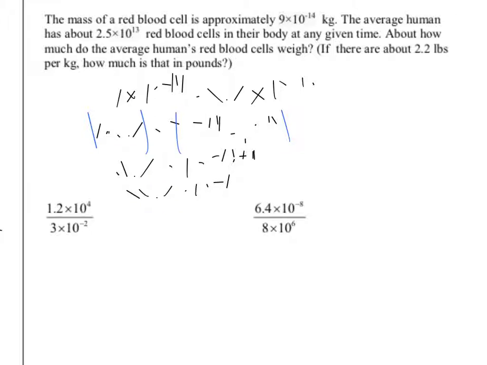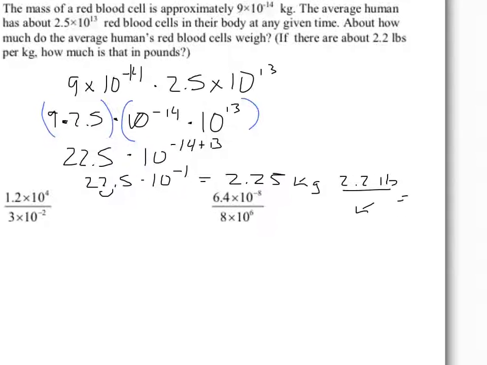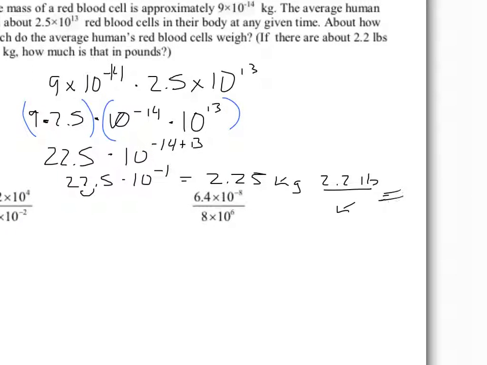And this is really great because actually if we put this in standard form, it fixes our problem here. All right, so we move the decimal over one time and this tells us this is equal to 2.25 kilograms, about 2.25 kilograms. And if we wanted to figure out how many pounds that is, that's 2.2 pounds per kilogram. We get something along the lines of approximately 4.5 pounds.